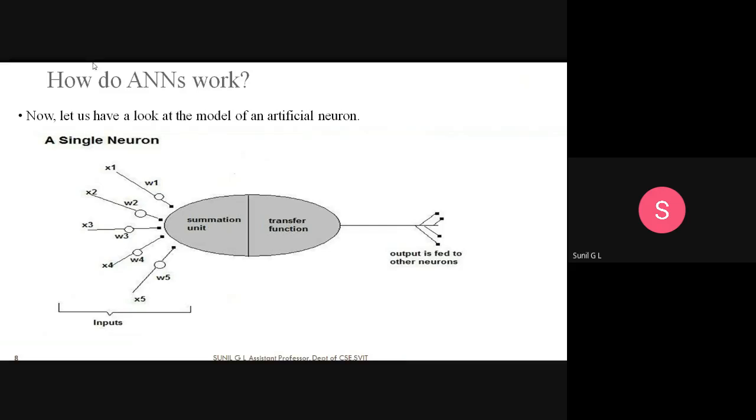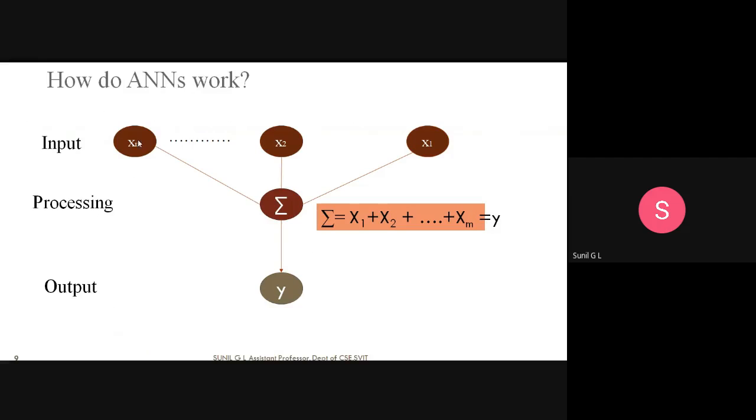How will artificial neural networks work? This is the model I have discussed. These are the inputs; in processing, the inputs have weights, and then we have a summation function, and then the output. So without weights it is sigma x1 plus x2 plus up to xn. With weights, it will be w1 into x1 plus w2 into x2 plus w3 into x3 plus up to wn into xn, equal to y, the output.